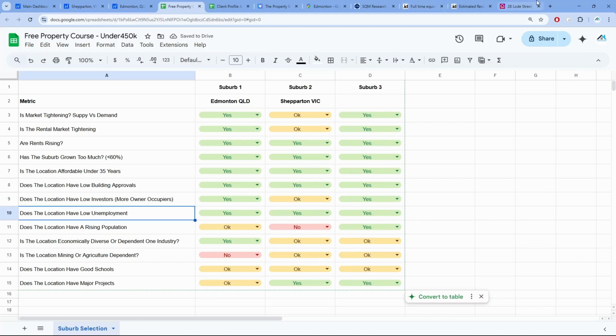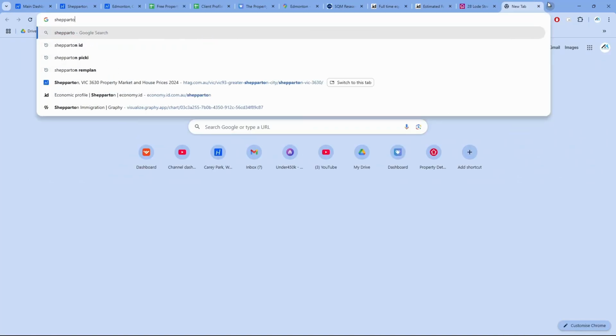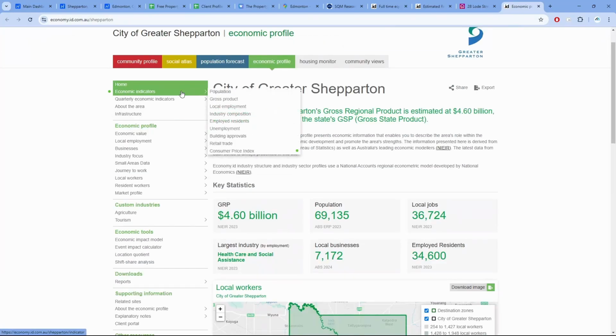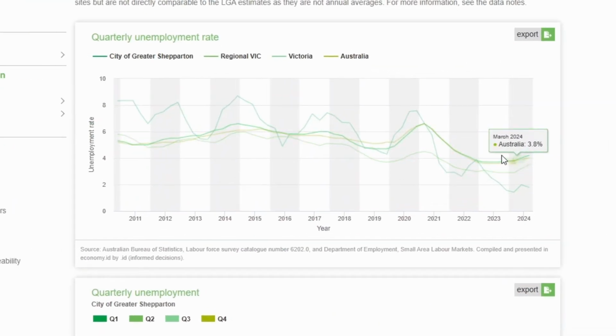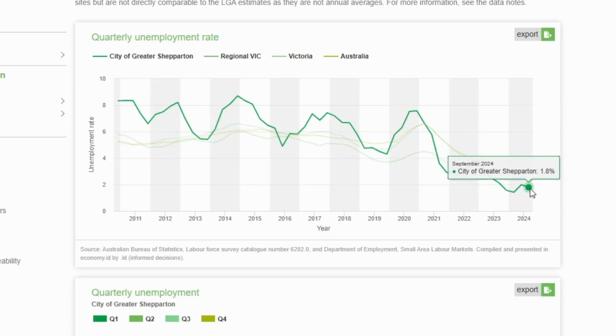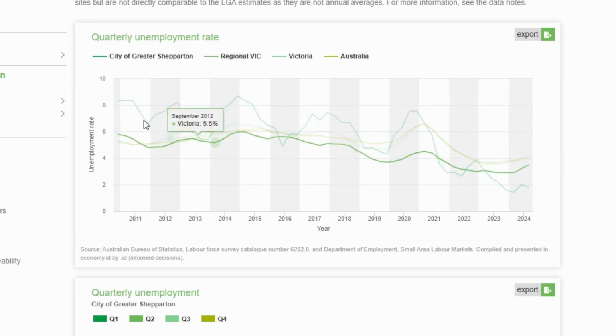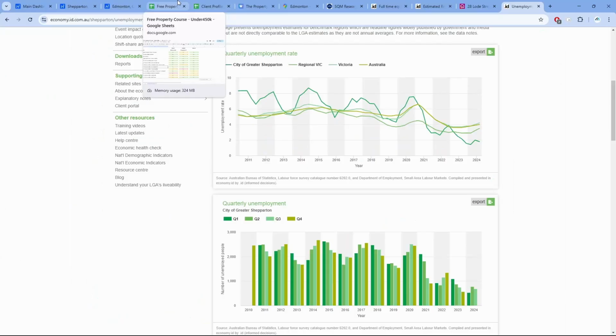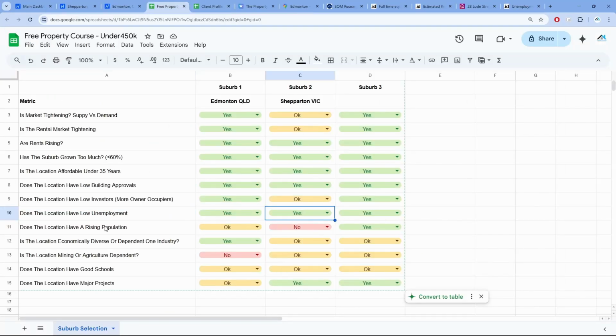Does the location have low unemployment? Once again, we want to look at this. Under economic indicators, unemployment, we can see unemployment in Victoria has been rising, but in Greater Shepparton it has been dropping, which is really good for us to see as property investors. So what we want to do is simply go back here, select yes.